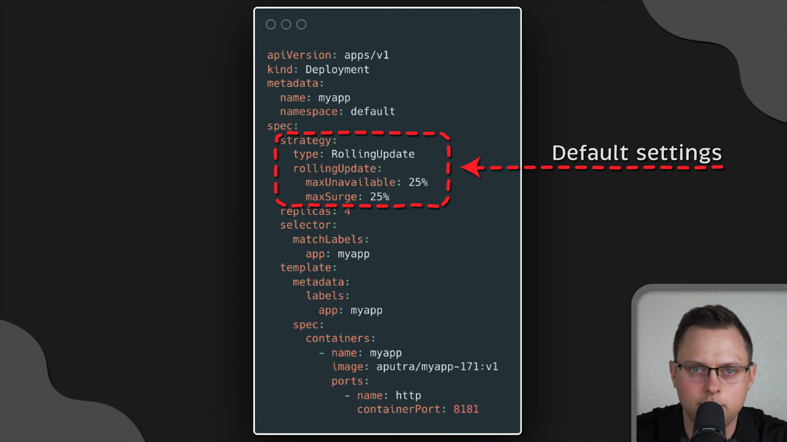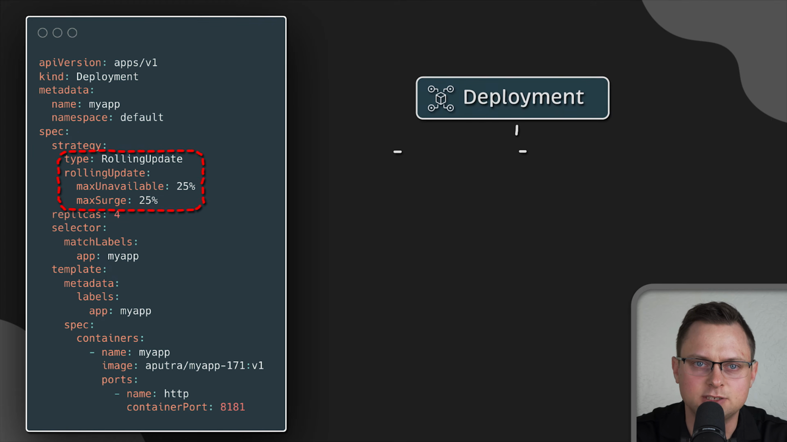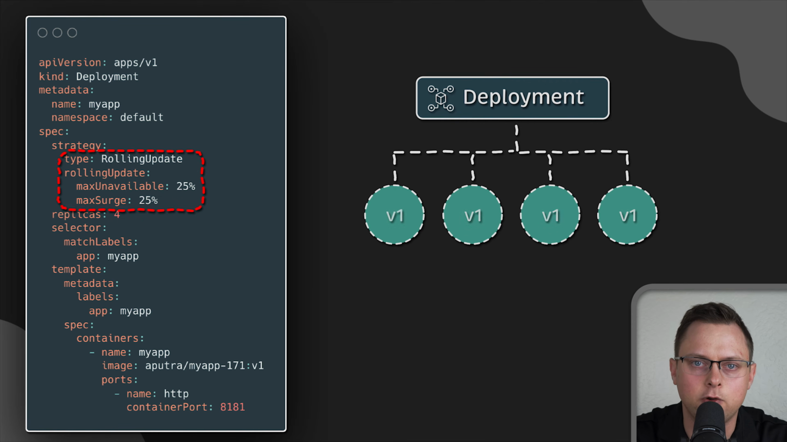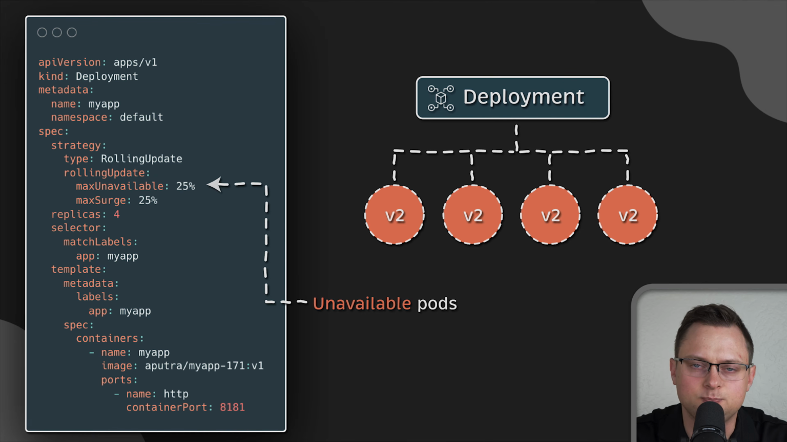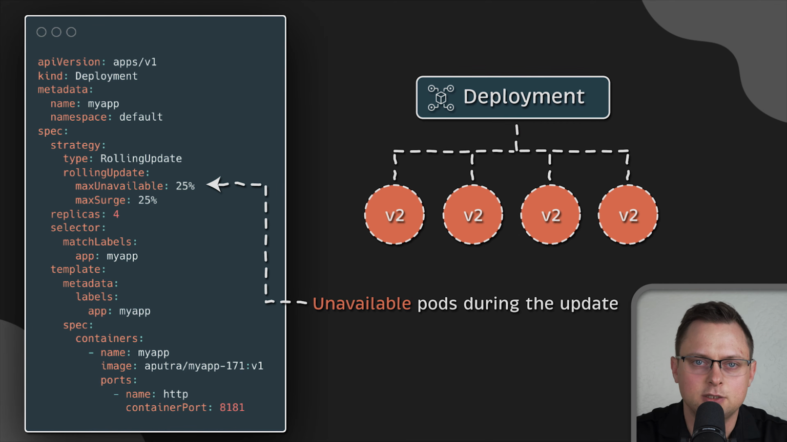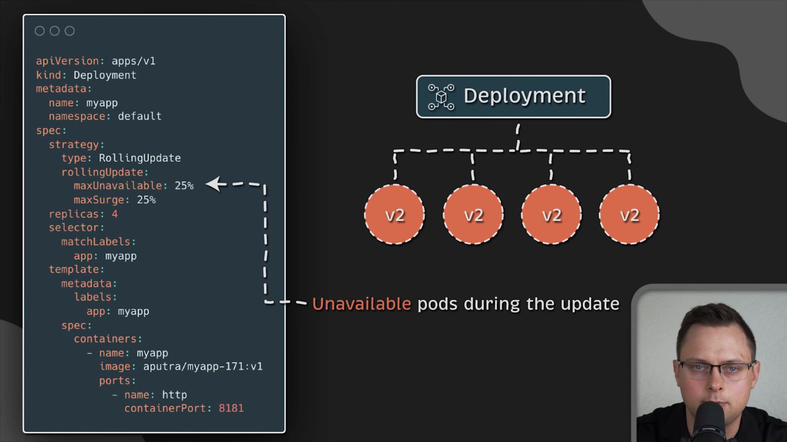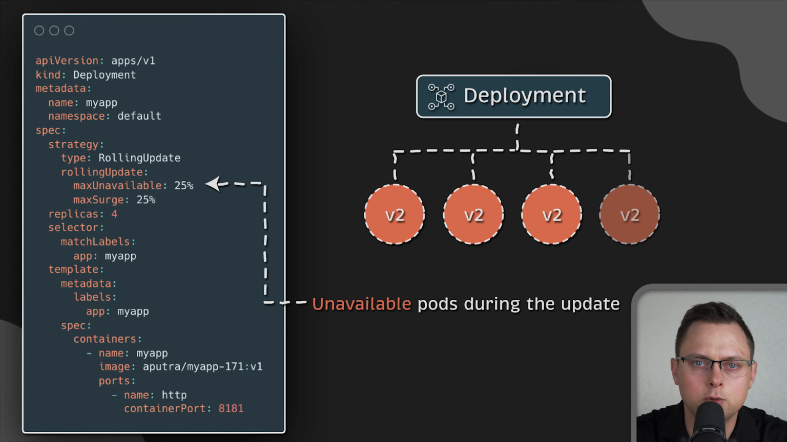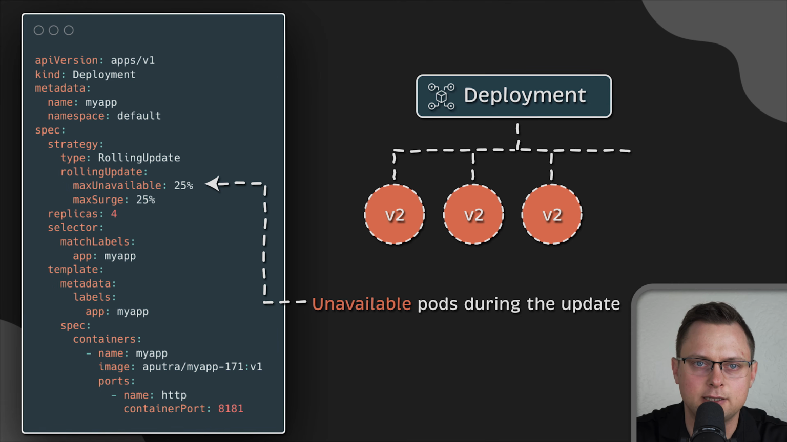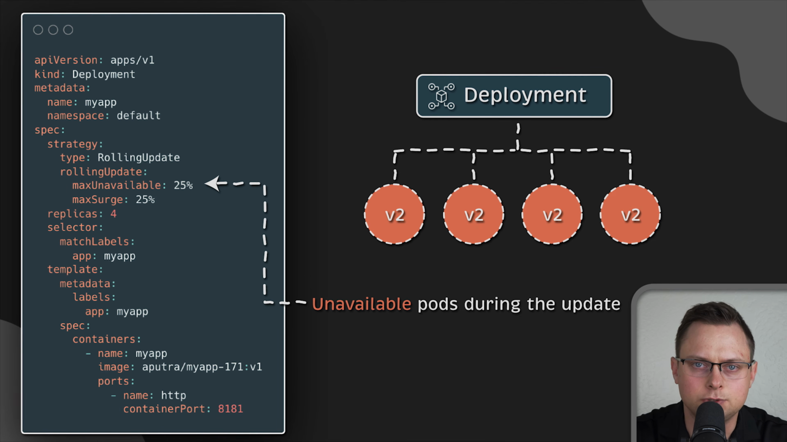So what does this mean? Well, a rolling update means that Kubernetes gradually replaces old pods with new ones. Max unavailable specifies how many pods can be down at the same time. The default is 25%, which implies that up to 25% of your pods can be down at any given time. If you have 4 pods, only 1 pod can be down at a time. If you have 10 pods, 2 to 3 pods can be down at any time.